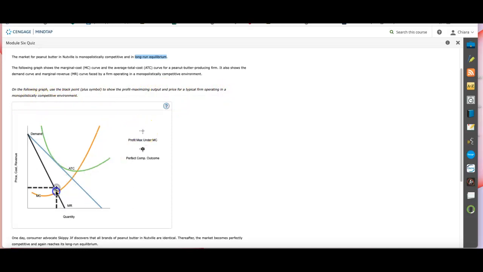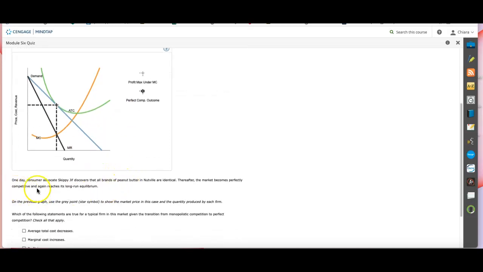We're going to get the plus, find the intersection of marginal revenue and marginal cost, and draw it up to the demand curve. And here we see that the demand curve is tangent at average total cost. They're the same. Where price equals average total cost, we know that there's zero profit. And this is where monopolistically competitive firms will produce in the long run, right? Now it says one day we find out that the peanut butter in Nutville is all identical, and it's not really a monopolistically competitive market, but perfect competition. Where would the perfectly competitive market produce?